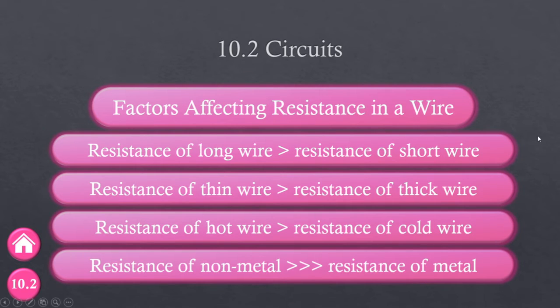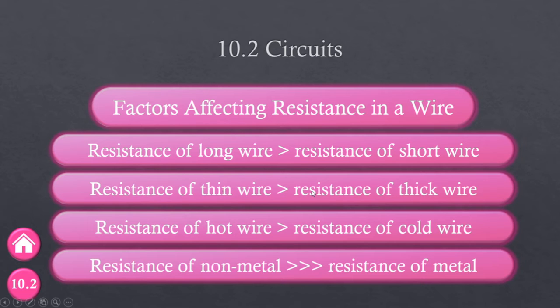Now, there are several factors that can affect the resistance in a wire. For example, a long wire tends to have more resistance than a short wire. And that makes sense. There's just more material that the charge has to flow through, which means that there are more atoms to kind of get in the way and prevent the charge from moving.